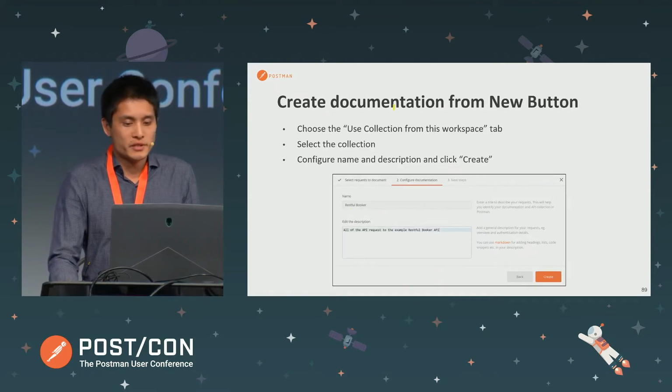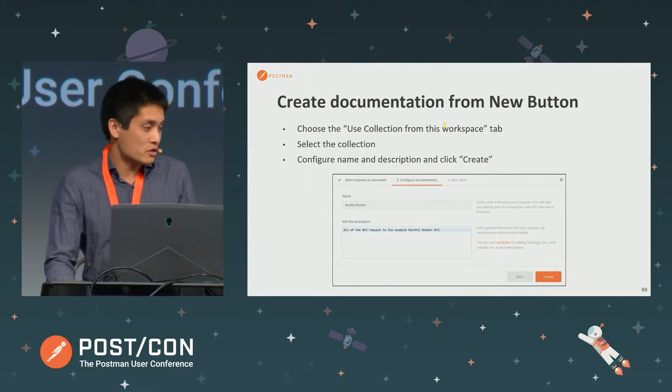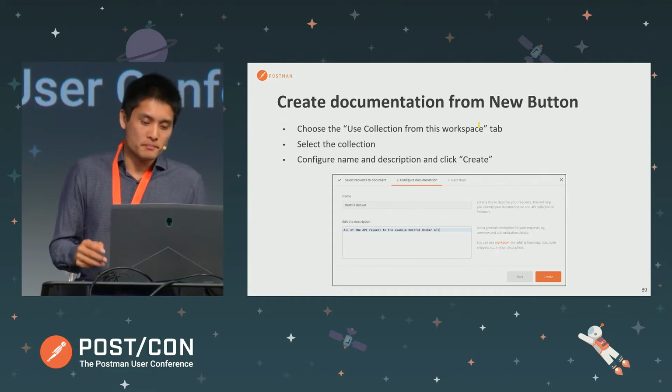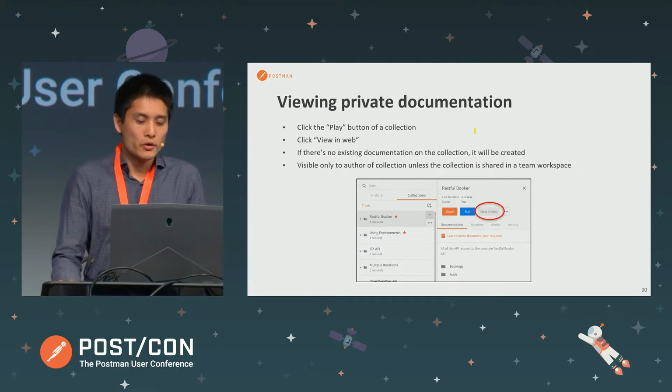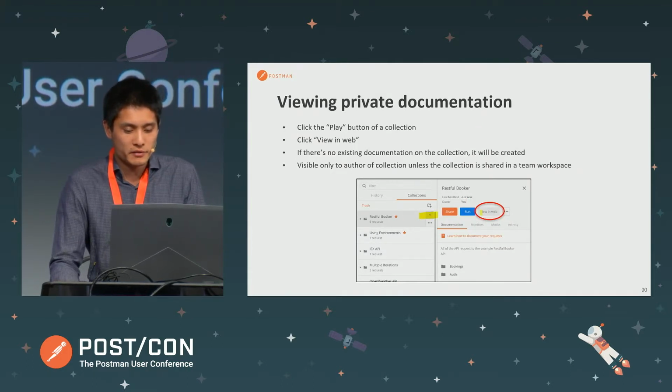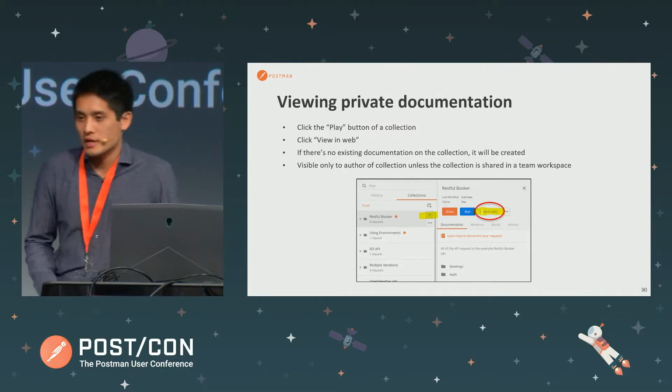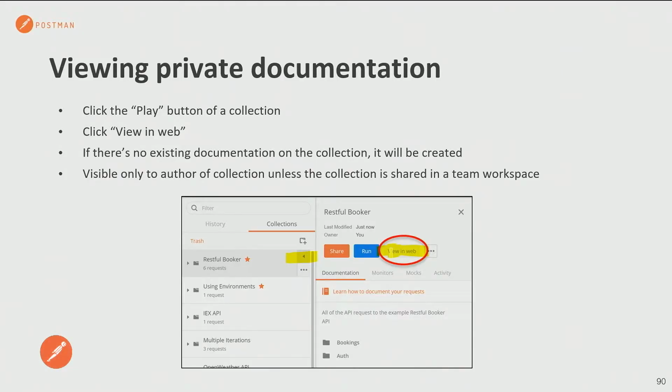So when you create documentation from the New button, you can choose to either Use Collection from that workspace and use an existing collection, and then you just configure the name and the description and hit Create. Or you can just expand the collection and click this View in Web button, and that'll automatically create the private documentation page as well, if it doesn't already exist. If it's there already, then it'll take you to that page. Now, the private documentation is visible only to the author of the collection, unless that collection is shared in your team workspace, in which case anyone who has access to that workspace can see the documentation.